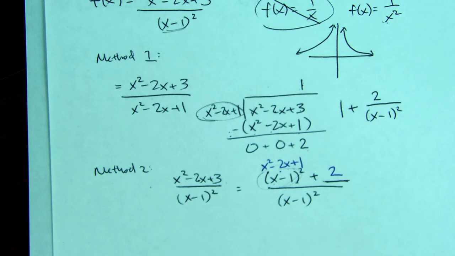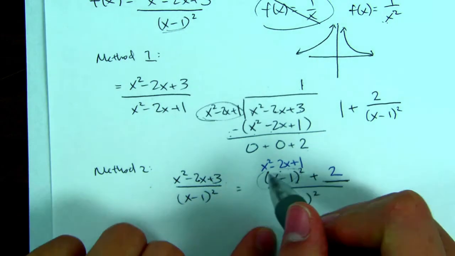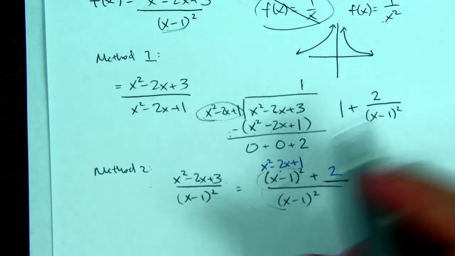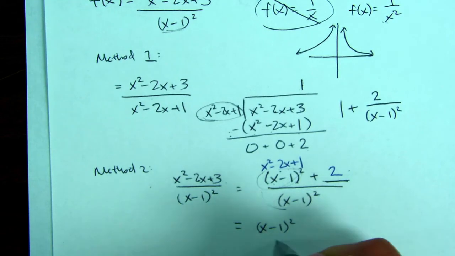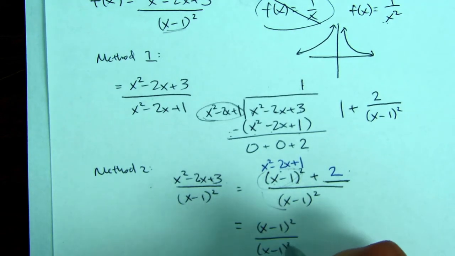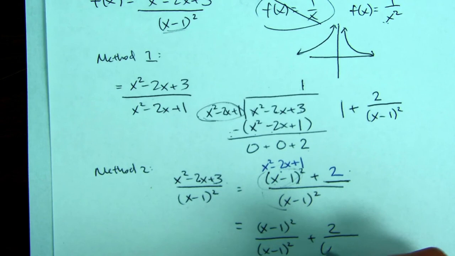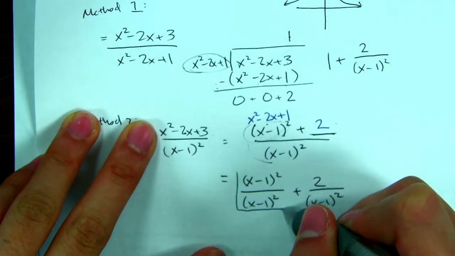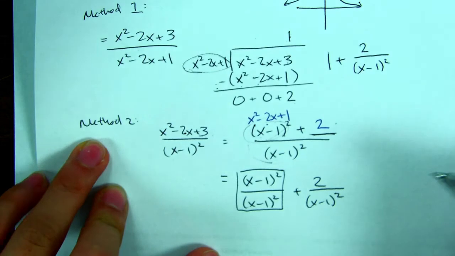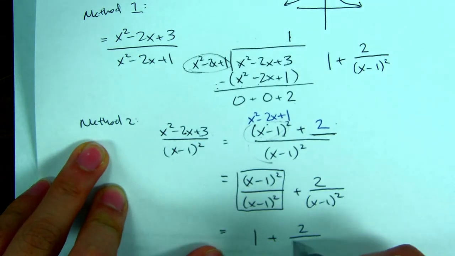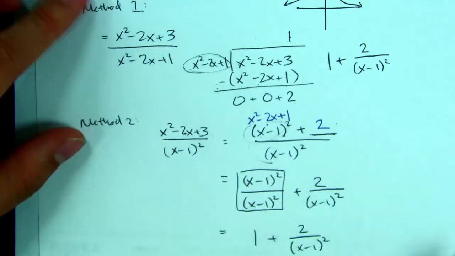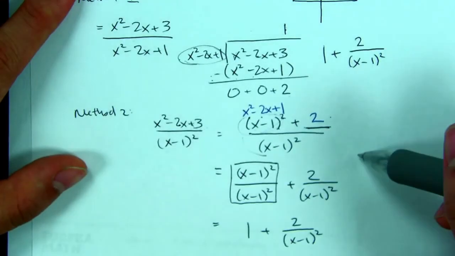Okay, so with that, I can go ahead and rewrite this as 2 fractions. So this has 1 fraction, and this has another fraction. So I get x minus 1 squared divided by x minus 1 squared plus 2 over x minus 1 squared. As you can see, this part becomes just 1 because I'm taking the same thing divided by the same thing. So this is 1 plus 2 over x minus 1 squared. Okay, take a look. Long division, pattern matching, same answer.